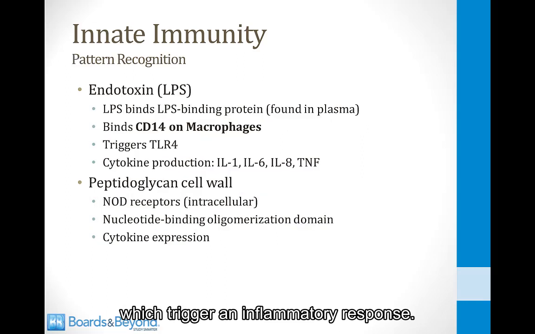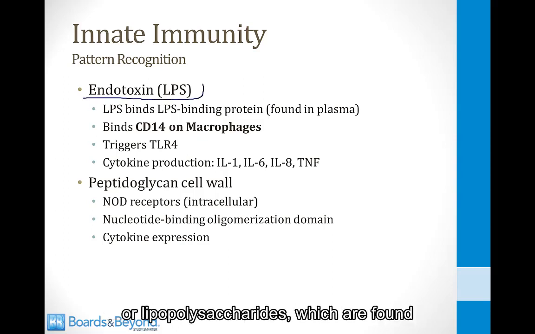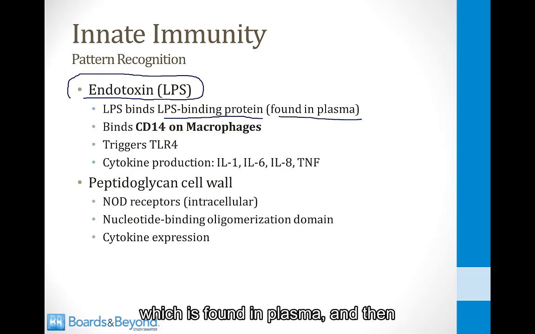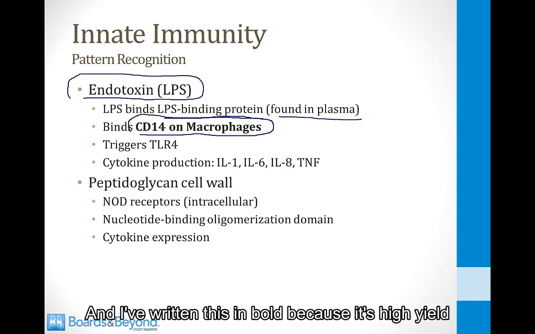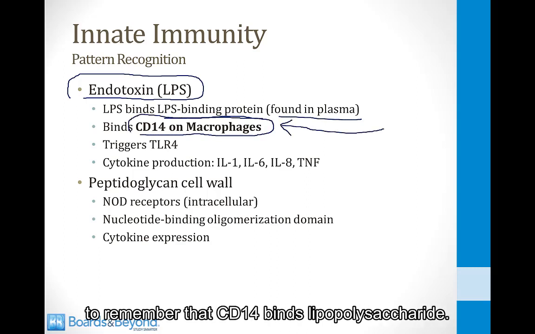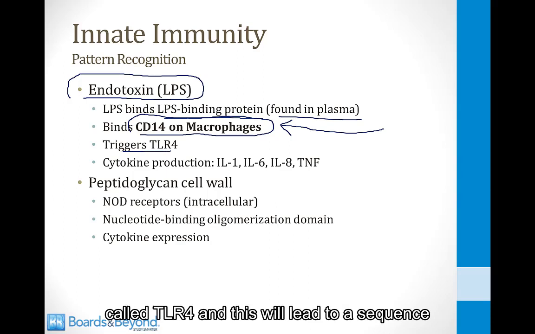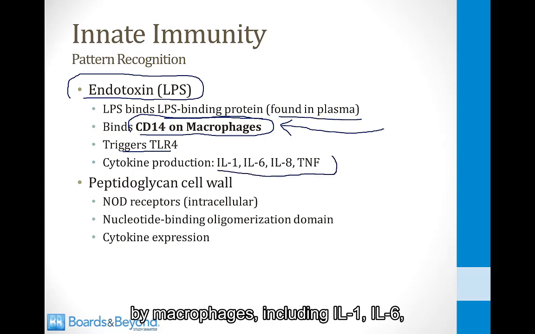inflammatory response. So what are some of the important pathogen-associated molecular patterns that the innate immune system responds to? One of the most important ones is endotoxin, or lipopolysaccharides, which are found in gram-negative bacteria. Lipopolysaccharides can bind to lipopolysaccharide binding protein, which is found in plasma, and then that complex can bind CD14 on macrophages. And I've written this in bold because it's high yield to remember that CD14 binds lipopolysaccharide. Once CD14 is bound, it will trigger a toll-like receptor called TLR4, and this will lead to a sequence of events which leads to production of cytokines by macrophages, including IL-1, IL-6, IL-8, and tumor necrosis factor.